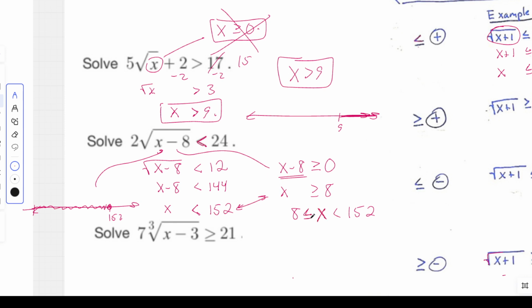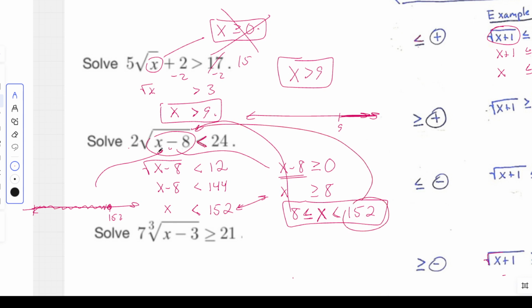X is greater than 8 and less than 152. In other words, x is between 8 and 152. If I wanted to check it, I could plug in 8 and just see what happens. And yeah, I can see I get a 0 there. 2 times 0 is 0, which is less than 24. And I could come back and plug in my 152.